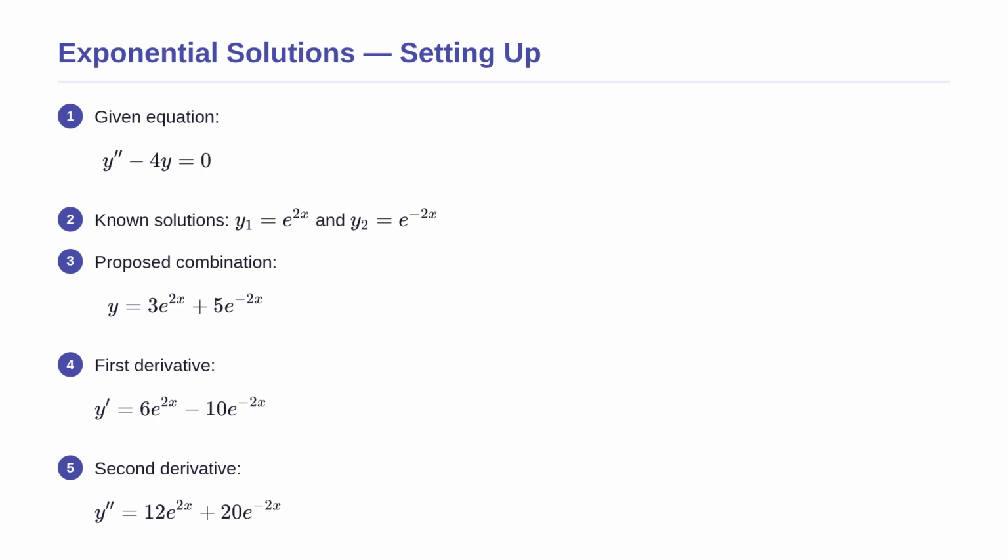To verify this, we need to plug it into our equation. First, we calculate the first derivative using the chain rule, bringing down the constants from the exponents. Then, we differentiate one more time to find the second derivative, which represents the concavity of our function.